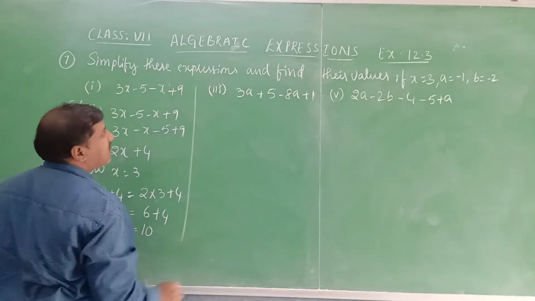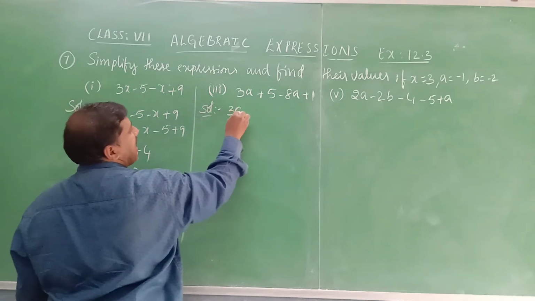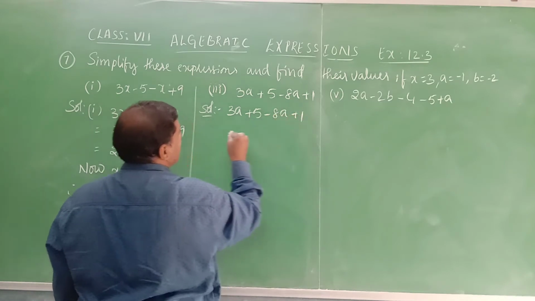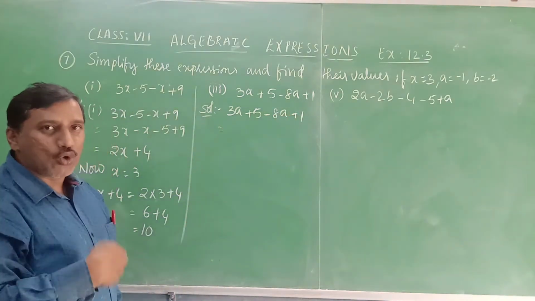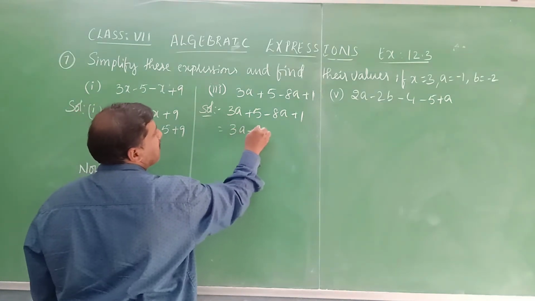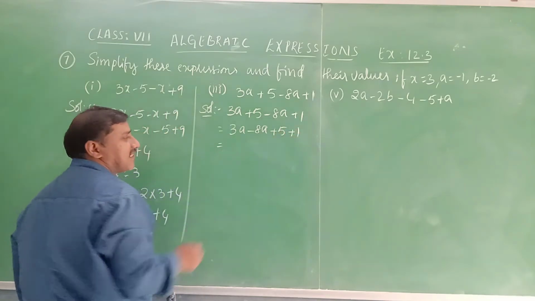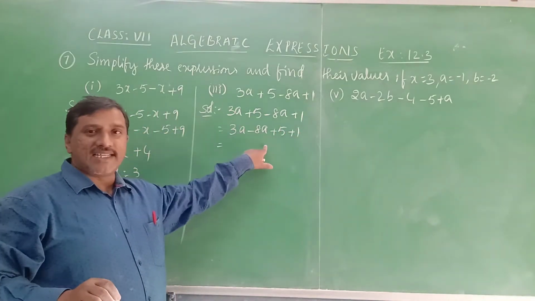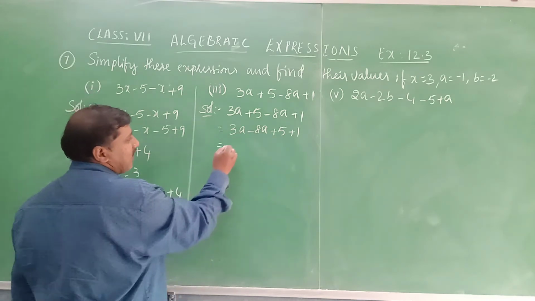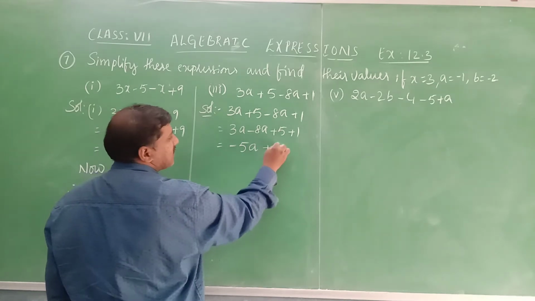Now see the third one here. In this there are 4 terms: 3a plus 5 minus 8a plus 1. Simplify this by regrouping the like terms in one place. 3a minus 8a plus 5 plus 1. 3 minus 8 we get minus 5, so minus 5a, plus 5 plus 1 is 6.